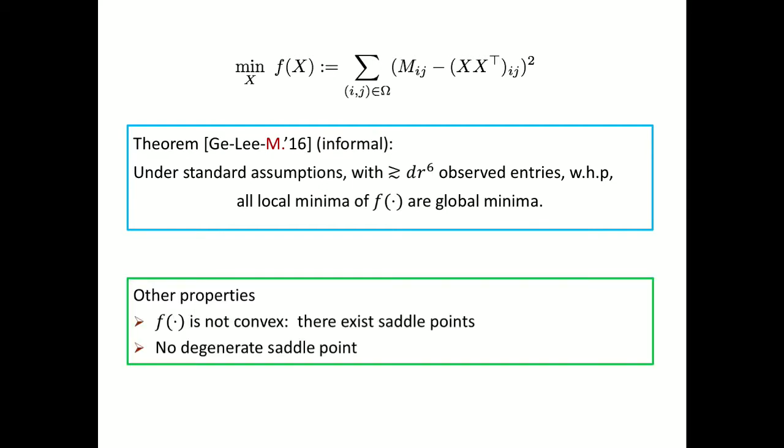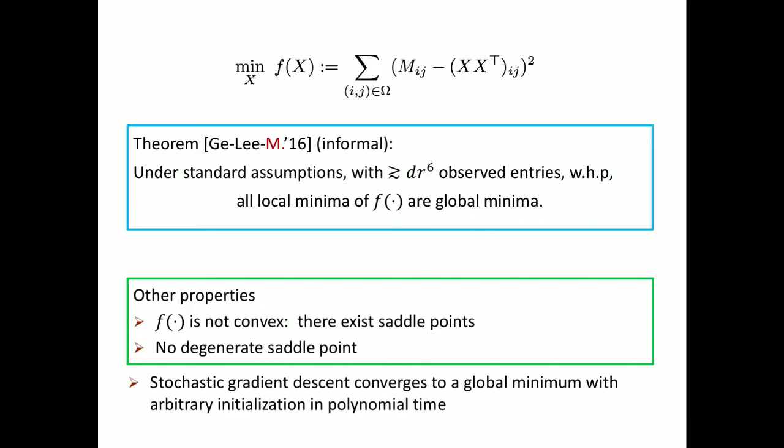We can also establish other useful geometric properties of this objective function. For example, f is not convex. There exist saddle points, which are not local optima. And there's no degenerate saddle point, meaning every saddle point has a direction with strictly negative curvature. This no-degenerate-saddle-point condition, together with our main theorem, implies that stochastic gradient descent converges to a global minimum with arbitrary initialization in polynomial time. So these are our main results.